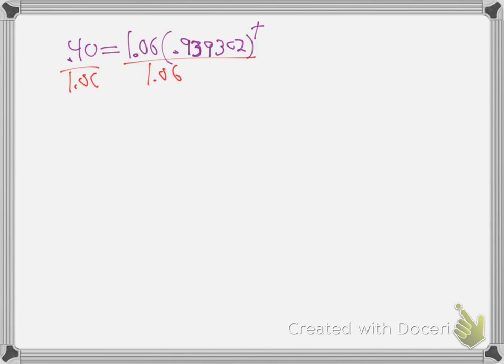So what was it? 0.40 equals, what was it? 1.06. Oh, there it is. Number right here. 0.939302 to the t. Okay. Now, how do you solve that equation? Well, first off, get rid of the 1.06 off the front. I'm just going to leave this as it is. Good to there?